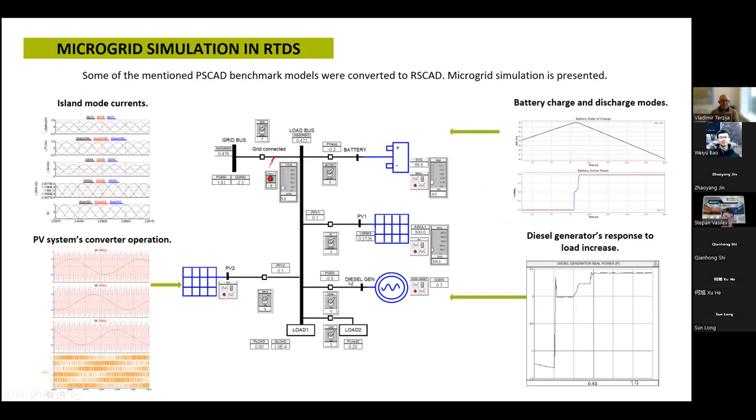The purpose of developing this model is to study two modes of operation: parallel mode with an external network and island mode. When disconnected from the network, the reference voltage in the system is created by the diesel generator. Also, the diesel generator instantly responds to changes in the amount of output and power consumed.